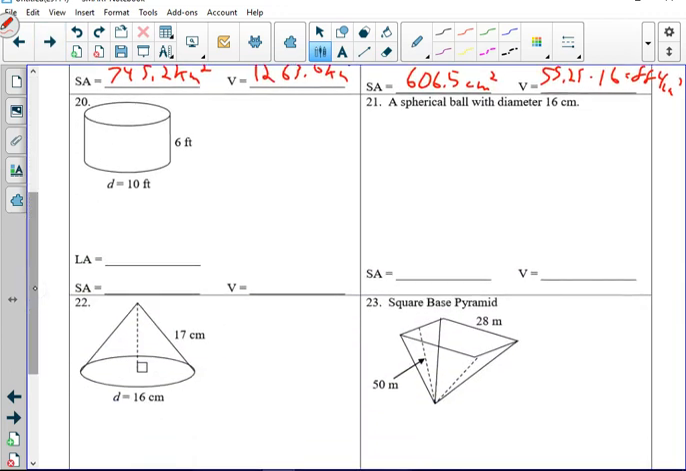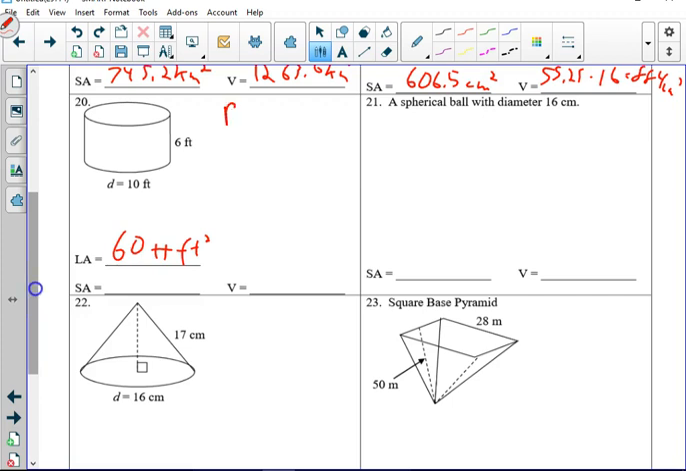Okay, now we have a right cylinder. The diameter of the base is 10. So since we have pi, we're going to leave our answers in terms of pi. The lateral area is pi times the diameter times the height. So that's 60 pi square feet.